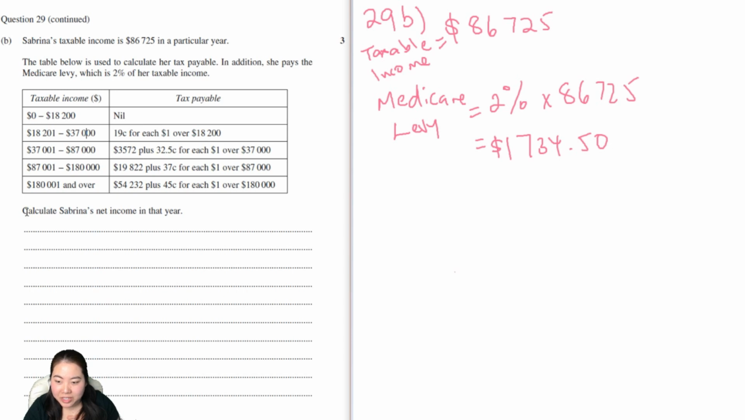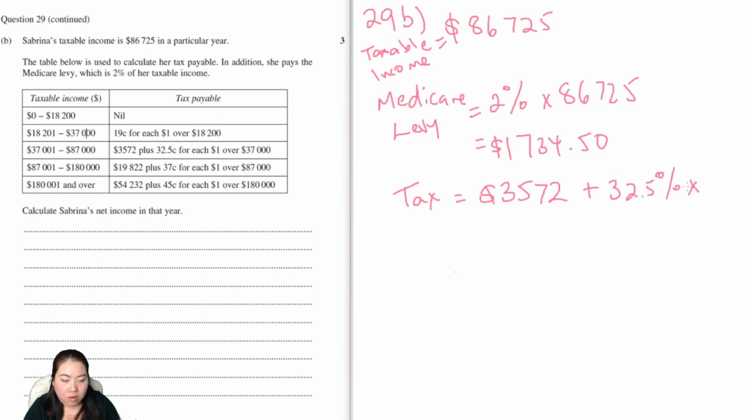Oh, actually, read the question first. Calculate Sabrina's net income. Net income. Okay, so after tax. Alright. Let's calculate her tax first. Her tax will be $3,572 plus 32.5 cents for each dollar over $37,000, which is another way of saying 32.5% of anything over $37,000.